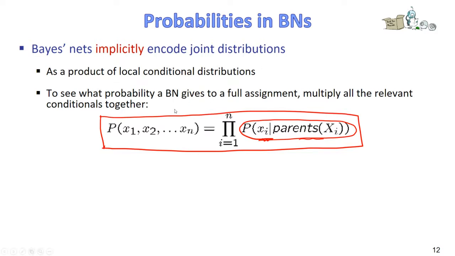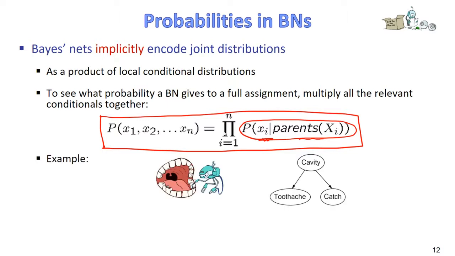So to see what probability a Bayes net gives to a full assignment, just multiply all the relevant conditionals together, like what we see here. Example, let's say that we have this cavity network, and I want to compute the probability that we have plus cavity, plus catch, and minus toothache. What will be that probability using Bayes net? This probability will be the multiplication of the conditional probabilities. Okay? So what are the conditional probabilities? Cavity doesn't depend on anything, right? So we will just have P of plus cavity in this case.